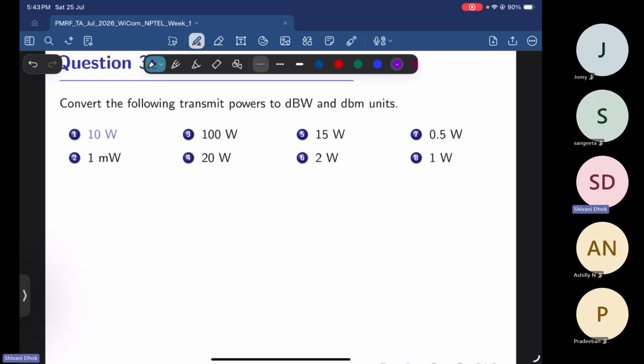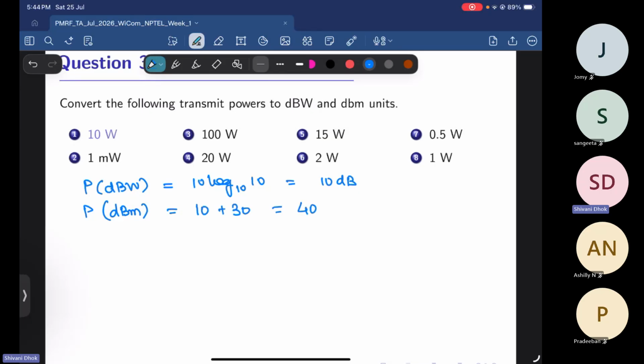Okay, so first part: convert the following transmit powers to dBW and dBm. The first one is 10 watts. So let's start with the basic thing, that is dBW. Your power, I'll just use P for power, in dBW is 10 log of 10 to the base 10, which comes out to be simply 10 dB. And power in dBm is essentially this power in dBW, 10, plus 30, that is 40 dBm. It is as simple as that.